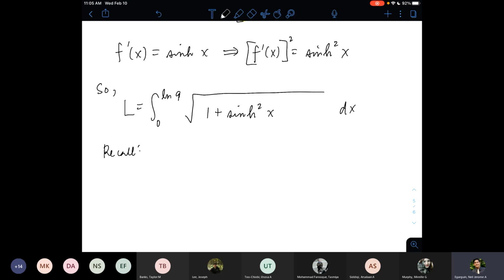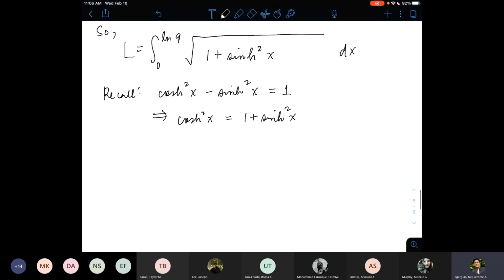But maybe a useful thing to remember is the identity for hyperbolic functions. Recall that hyperbolic cosine squared of x minus hyperbolic sine squared of x is equal to 1. That means hyperbolic cosine squared x is equal to 1 plus hyperbolic sine squared of x. Do you guys still remember that identity? I think that's the easiest way to solve this problem.